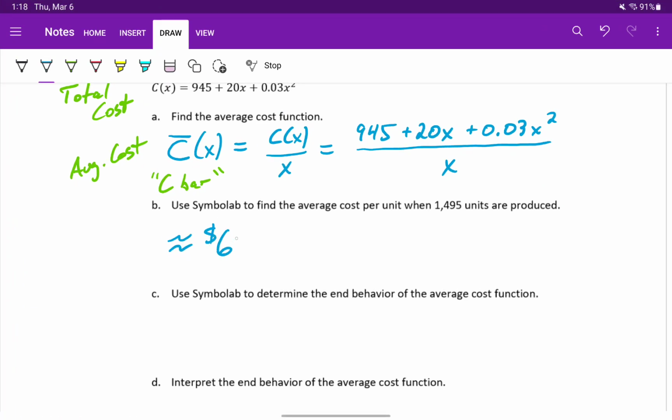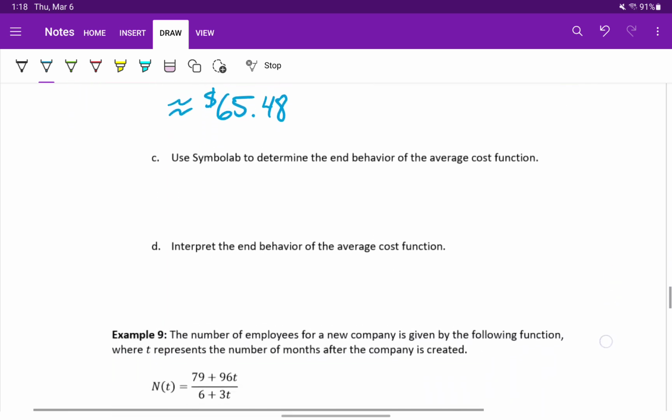or approximately $65.48. Again, what that's telling us is that at this production level, the average cost per unit is $65.48. So it's costing us $65.48 to produce each unit if we averaged our total cost across all of those items being produced.